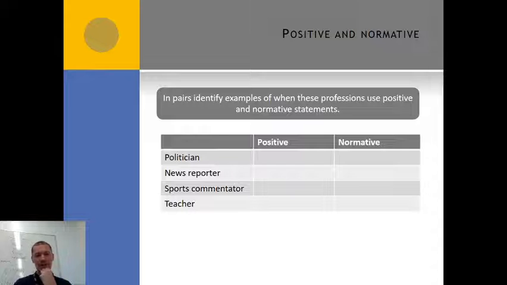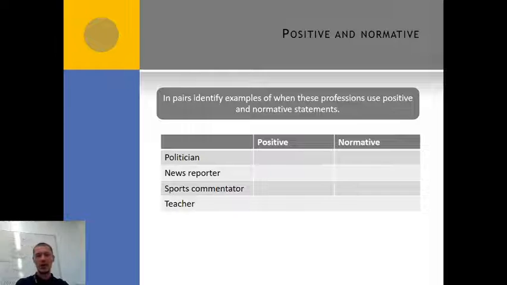News reporters are interested. The BBC has to be positive. They have to report facts. The taxpayer pays for the BBC. So I'm just going to look at the time. Lovely. The taxpayer pays for the BBC and we pay for facts.